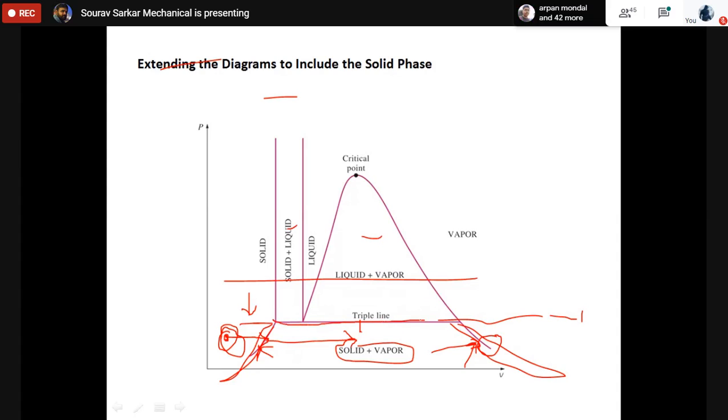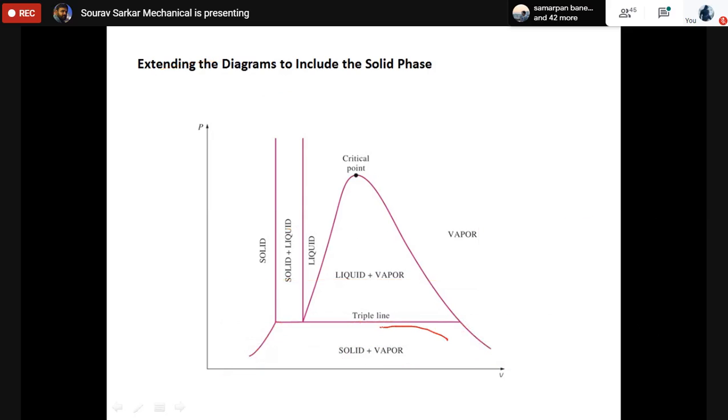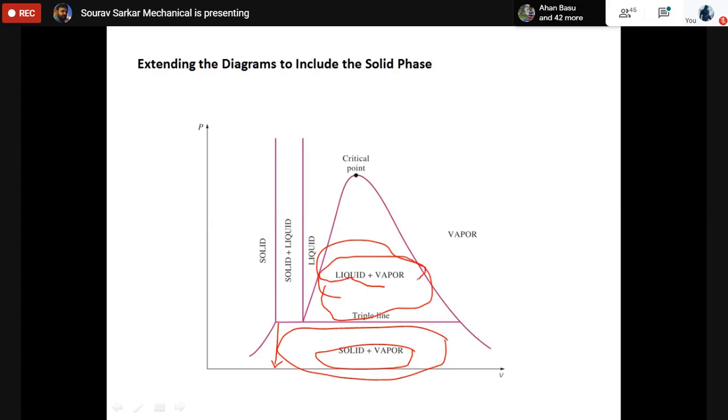So there will be a line at a certain pressure. What will happen at that pressure? You see, this zone is completely the solid-vapor zone. This zone is the liquid-vapor zone. So now, below this line, solid and vapor can exist simultaneously. Above this line, liquid and vapor can exist simultaneously.